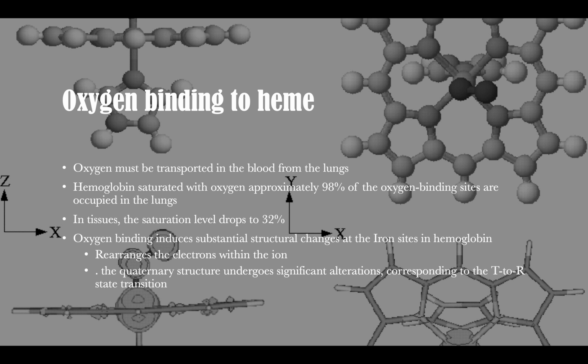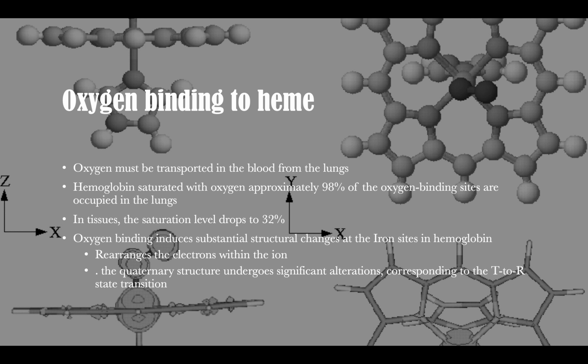So on this, we will see how oxygen binds to heme and the binding capacity of oxygen to heme in the lungs. The oxygen must be transported in the blood from the lungs because the partial pressure of oxygen is relatively high, I believe approximately 100 torr, compared to tissues, where the partial pressure of oxygen is much lower, typically about 20 torr. In the lungs, hemoglobin is saturated with oxygen, approximately 98% of the oxygen binding sites are occupied. In tissues, on the other hand, the saturation level drops to about 32%.